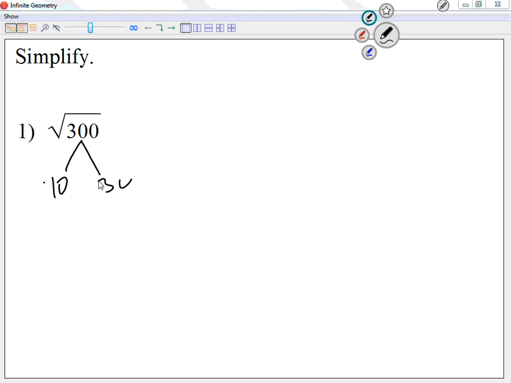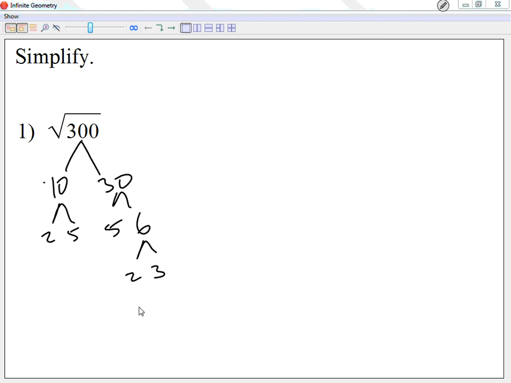All right. So let's think of 10 and 30. My 10, I can split it as 2 times 5. My 30, I can split it as 5 times 6. And my 6 as 2 and 3. And each number, I split them up. I'm only looking at the numbers I was not able to split, and I'm going to get them in groups of 2. So I have a group of 5, and I have a group of 2.